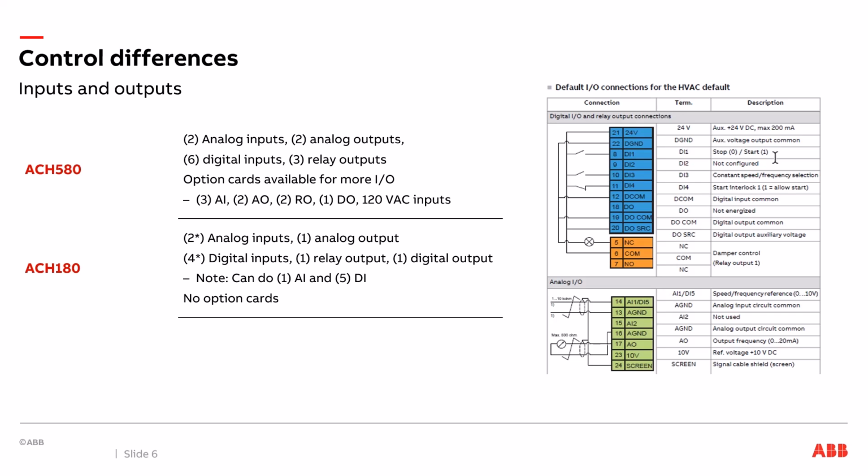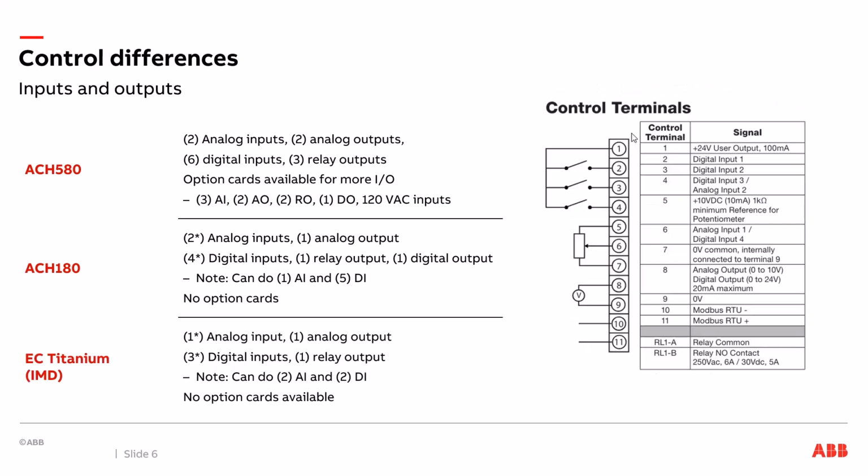Do note there's no option cards on this drive, so you can't take an accessory card and plug it into the drive to get additional I/O. So what you see is what you get on this drive for the analog ins and analog outs and DIs and ROs and whatnot. We wrap up with the EC Titanium on this topic, the integral motor drive solution. By default, you've got 1 analog in, 1 analog out, 3 digital in, 1 relay output, so even a little bit less capability there.